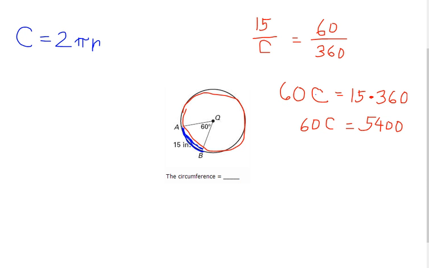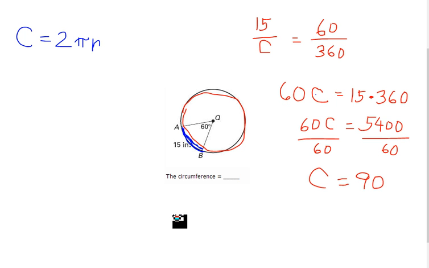Then we want to get C by itself, and remembering that 60C is really 60 times C, we do the inverse operation from the multiplying, which is division. So we then divide both sides by 60. That will give us C by itself on the left, and that's equal to 90 on the right.